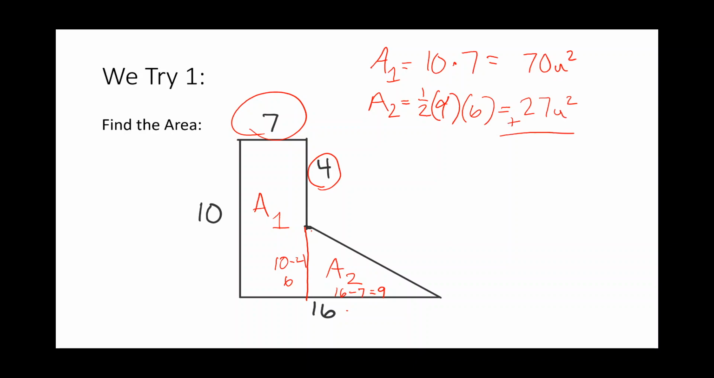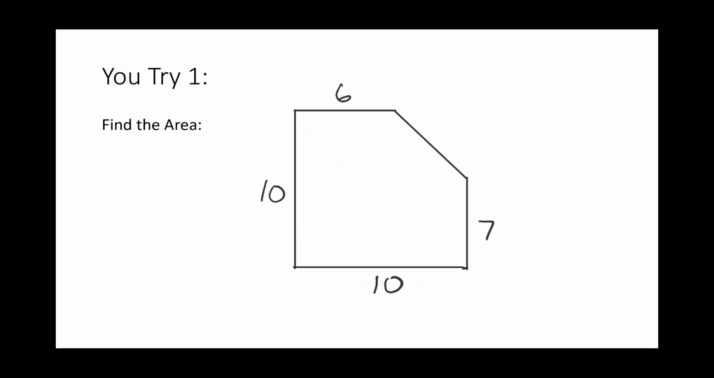Then I can add them together and find the total area. 0 plus 7 is 7. 7 plus 2 is 9. So I should get 97 units squared. And that's what I do. I get that. There we go. That's the area of the whole shape. Go ahead and try this one on your own, and then we'll try it together.